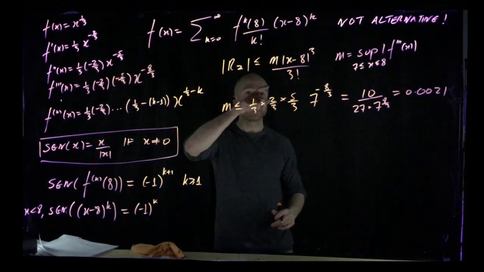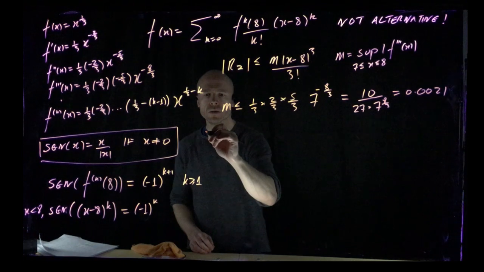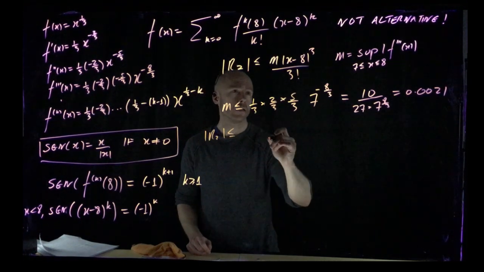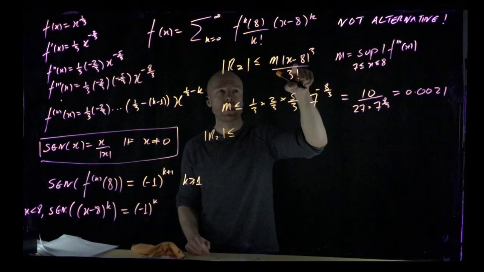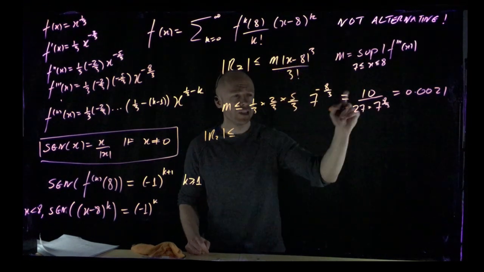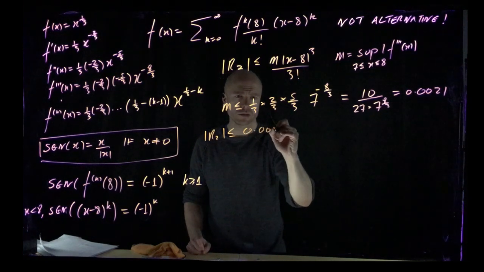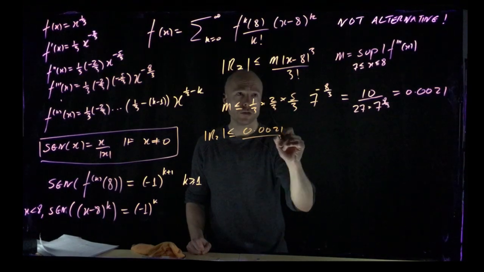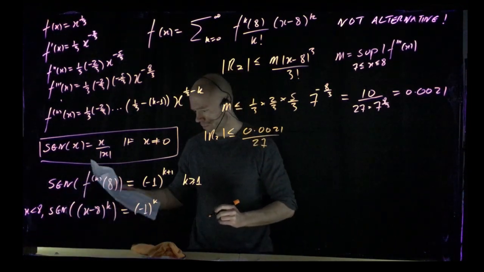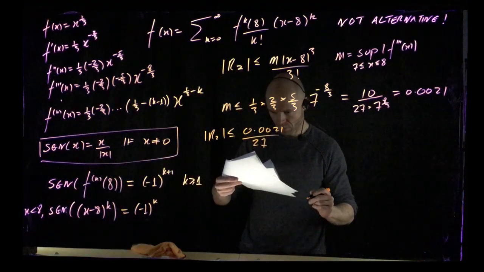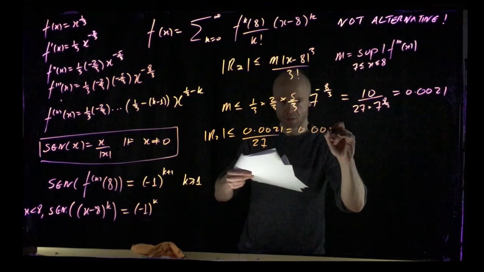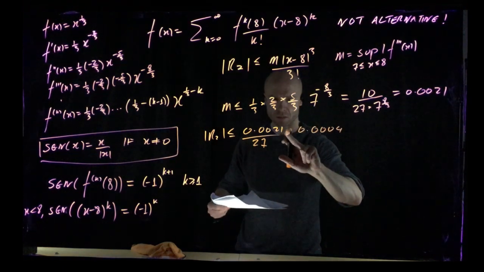But we are not done because that's just the M. So actually R2 is less than, so this thing is going to be less than 1 as x goes between 7 and 9. So we have to divide this by 3 factorial. So it's 0.0021 over 3 factorial, which is 6. And this is like 0.0004, at least it's less than that.